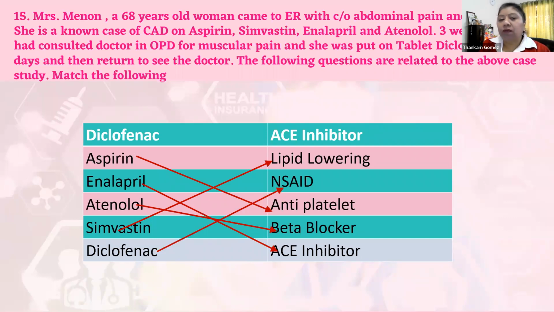Now it's very easy to remember some tips. All the prils are ACE inhibitors. When they end with lol, like atenolol, lols are usually beta blockers. All the statins are lipid lowering. Very easy to understand. Keep in mind that diclofenac is a non-steroidal anti-inflammatory. Along with aspirin it can become dangerous.